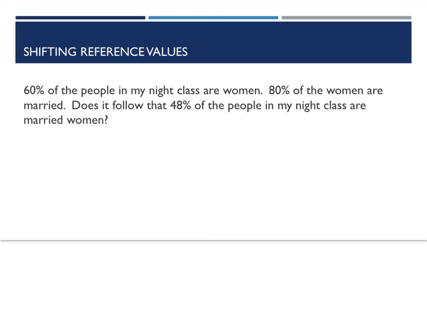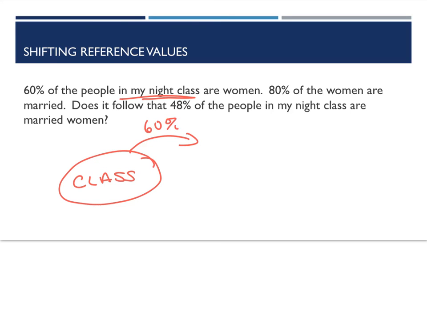60% of the people in my class are women, 80% of the women are married. Does that mean 48% of the people are married women? I like doing this, I call it my little chain rule here. Start with the big group. The night class is the large group, so I have the whole class. Now, if I take 60% of this group, that leads me to a bubble full of just women. So that's the first sentence. 60% of the night class are women.